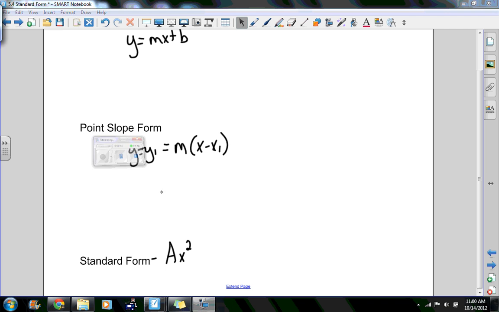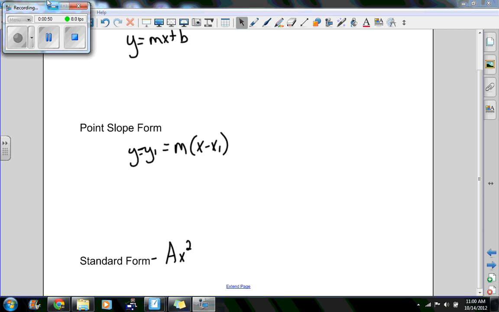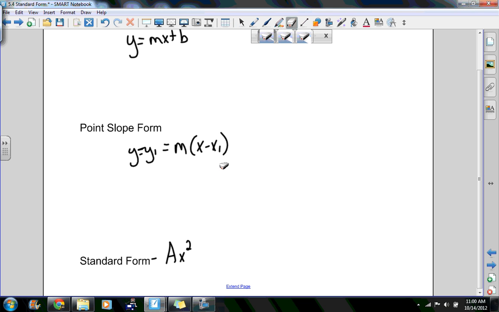Actually, pause one second. Let me make sure I have this on. I was thinking quadratics. It's not ax squared. It's just ax plus by equals c. And a, b, and c are all regular numbers. So, for example, a standard equation would be 5x plus 2y is equal to 4.